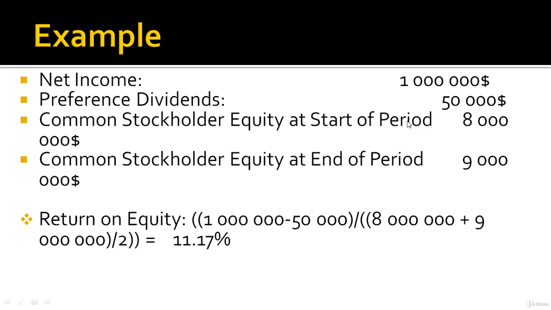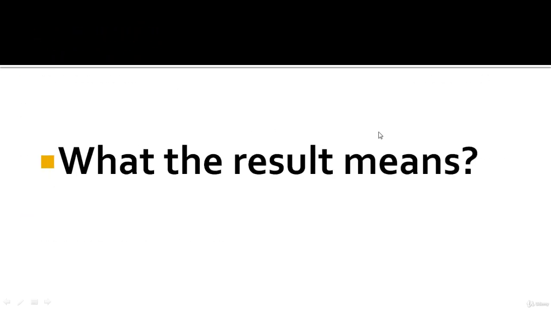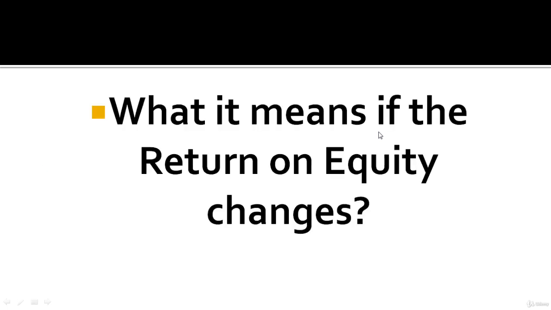11.17%. So what does this number mean? It means that a return on equity figure of 11.17% means for every dollar of common stockholder funds, the business is returning 11.17% of profit for the owners.